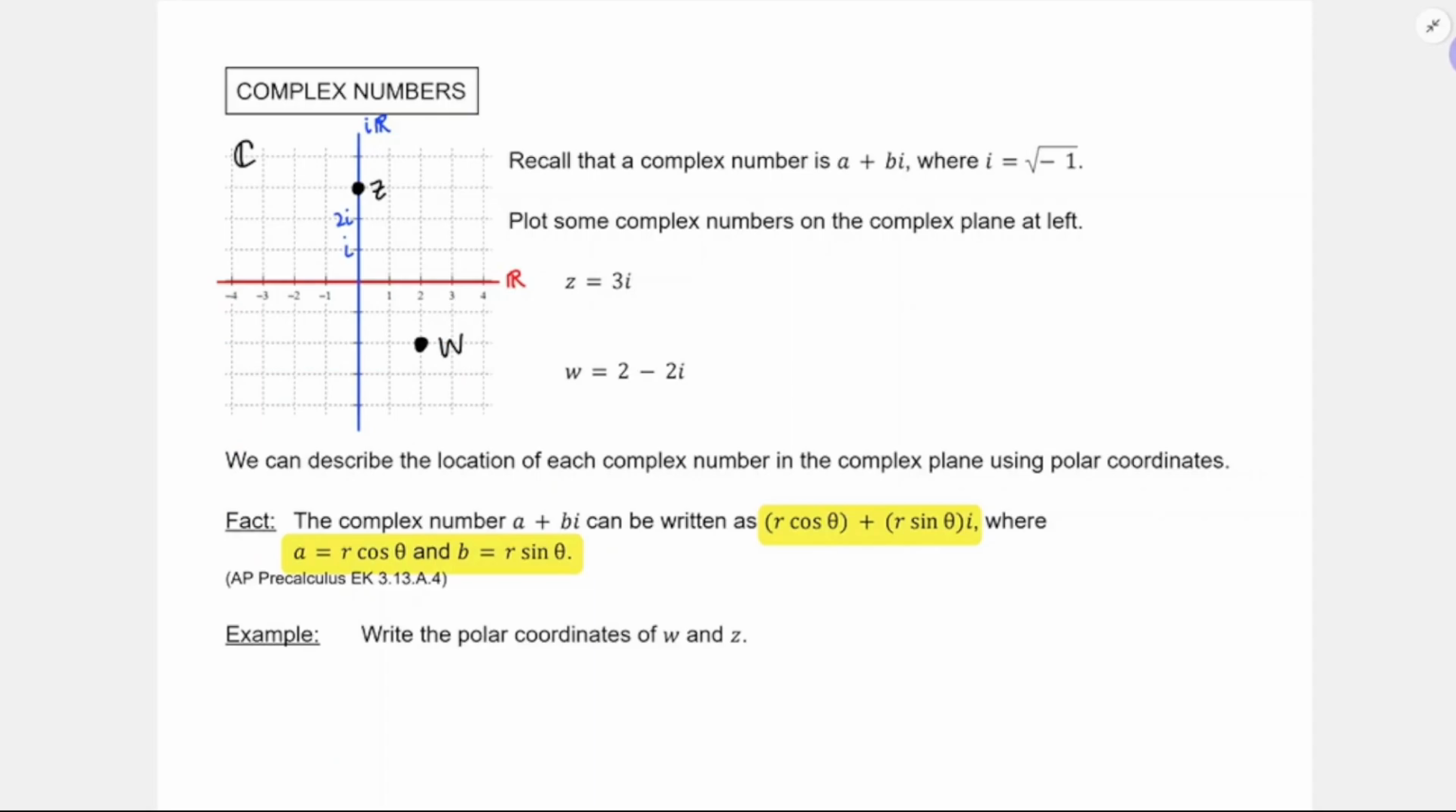So if we're asked to write the polar coordinates of w and z, I'll start off with z because it looks a little easier. I'm thinking about r and theta. How far is it away from the origin? Well, it's 3 units away up the imaginary axis, and it looks like it's along theta equals pi over 2. So I'm going to say z can be written as r cosine theta plus r sine theta i. Now we know that if we evaluate cosine of pi over 2 and sine of pi over 2, we're going to get 0 plus 3i. And that's kind of the point, is that these are equivalent.